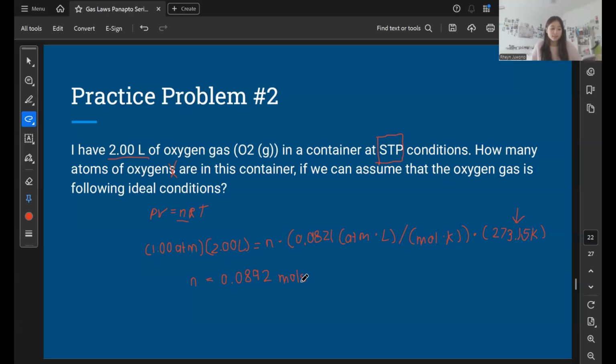And then from that, we can multiply by Avogadro's number to get the number of oxygen gas molecules. But then we would have to multiply again by 2 because each oxygen gas molecule has 2 oxygen atoms in it. So that's how we would do this problem. I hope that made sense, and I will see you in the next video.